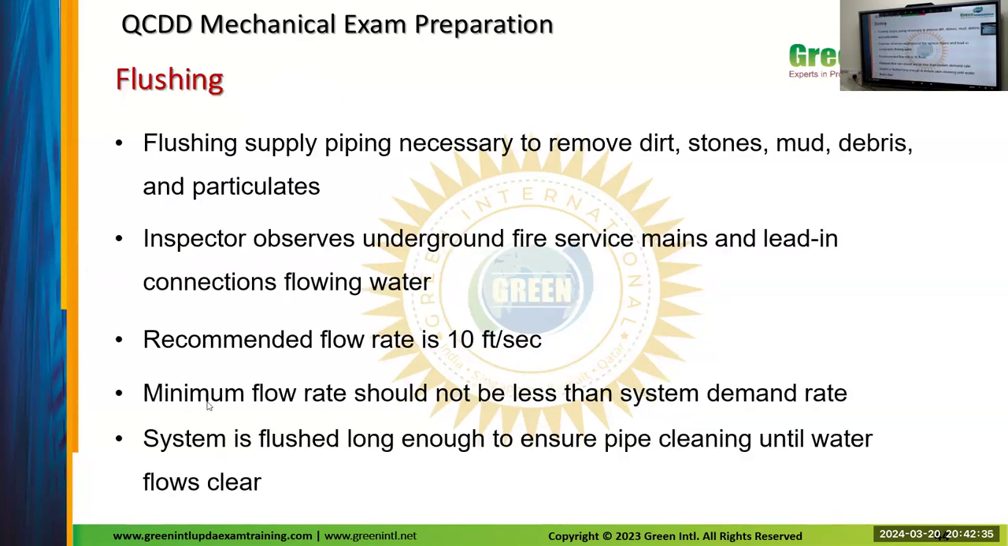Flushing. This parameter is very important. Okay, what is the flow rate required for the flushing? You will see this again on other topics as well. So the flushing flow rate is 10 feet per second. Flushing is used to remove dirt, debris, and mud before the line is commissioned.